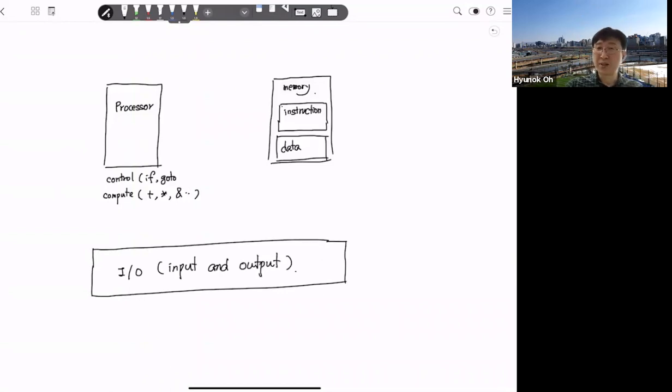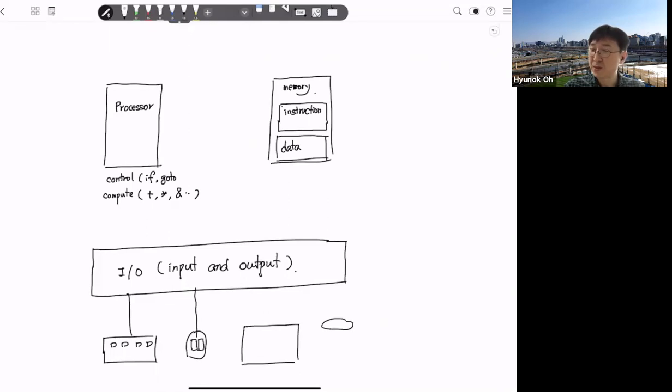Okay, so for instance, using this I/O, you can attach a keyboard or mouse or screen or storage system. So except for the processor and memory, every other thing is an I/O device. A graphic card is also an I/O device. Anyway, the basic operation of processor and memory is like this.